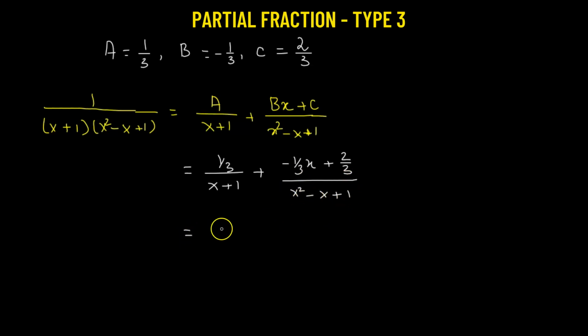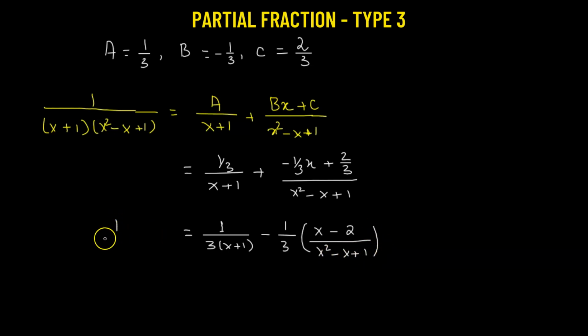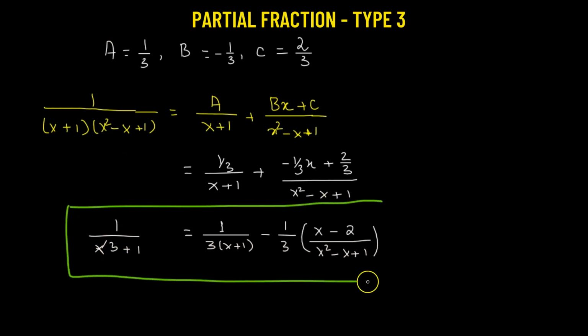So this will be equal to 1 divided by 3 times x plus 1, minus, taking 1 over 3 as the common factor, this will be multiplied by x minus 2 in the numerator divided by x squared minus x plus 1. So this is the partial fraction. These are the two partial fractions of our original problem, which is 1 over x cubed plus 1. Therefore, we have successfully resolved the given rational fraction into two partial fractions.